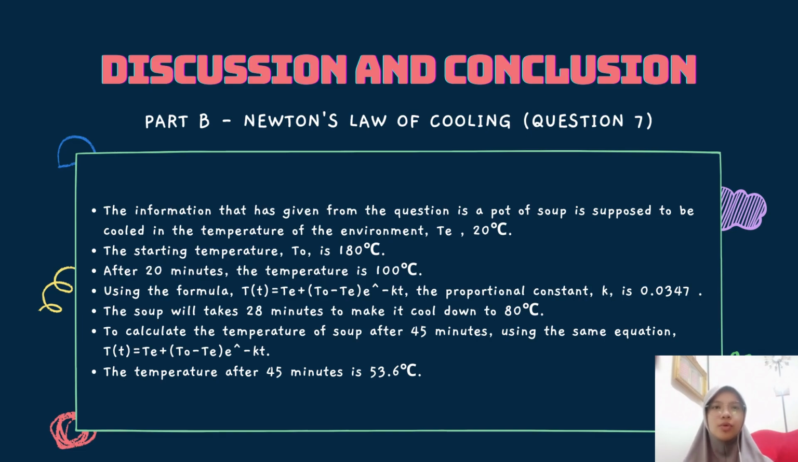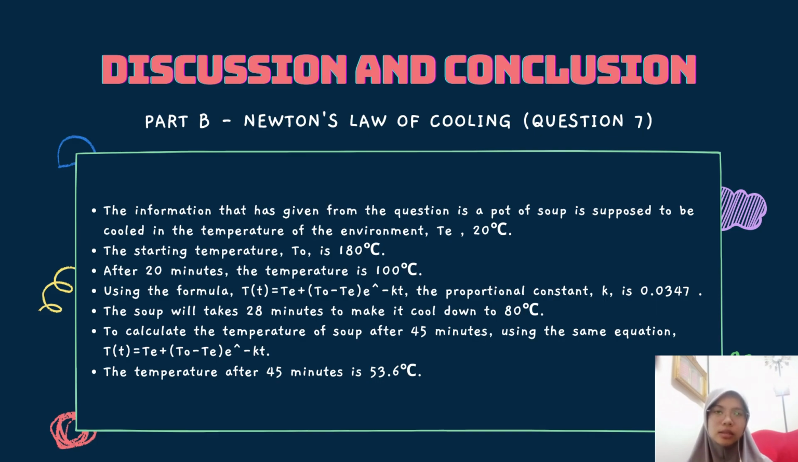Part B. Newton's Law of Cooling. Question 7. The information that is given from the question is a bowl of soup is supposed to be cooled in the temperature of the environment, TE, 20 degrees Celsius. The temperature right when the soup is taken off from the stove is 180 degrees Celsius, which is represented as the starting temperature, T0. After 20 minutes, t, the temperature is equal to 100 degrees Celsius.